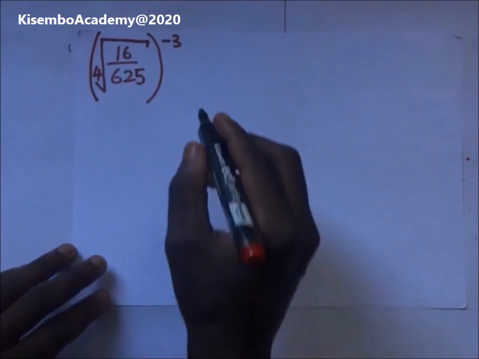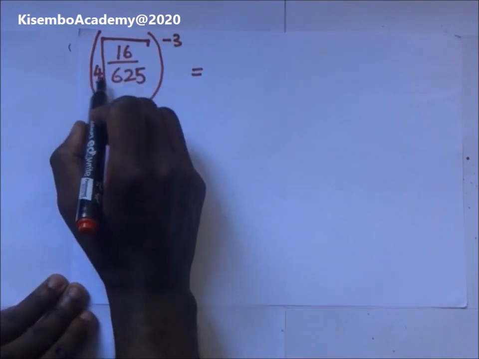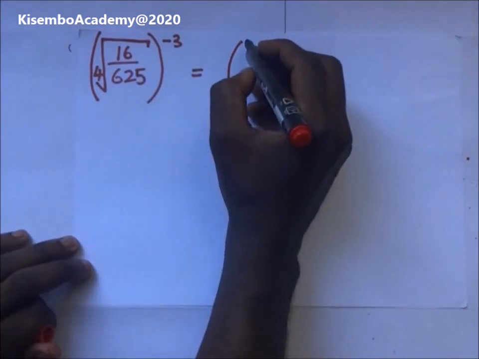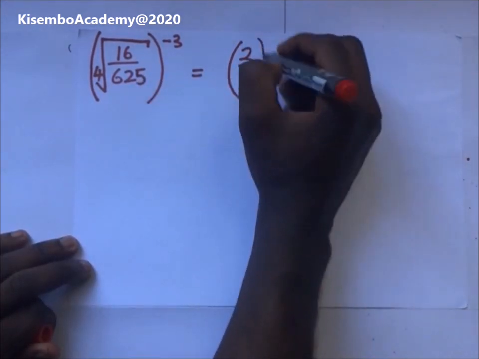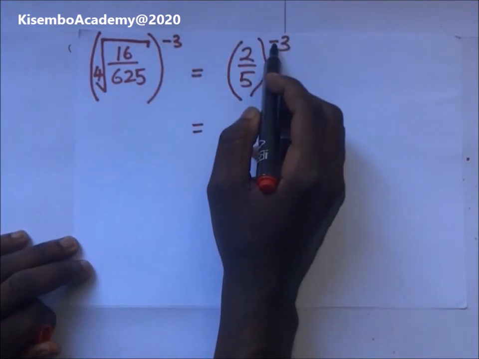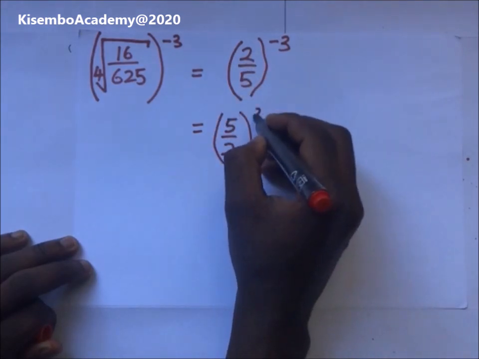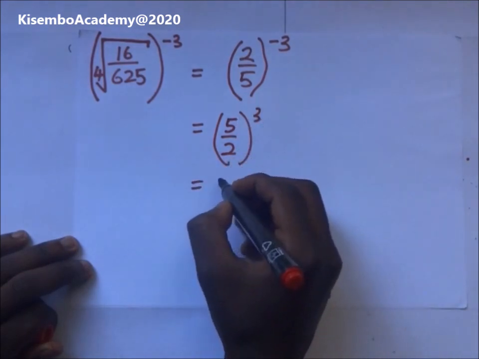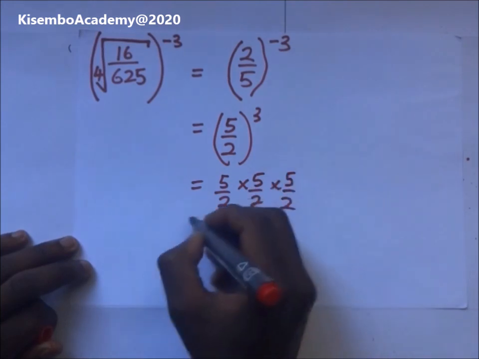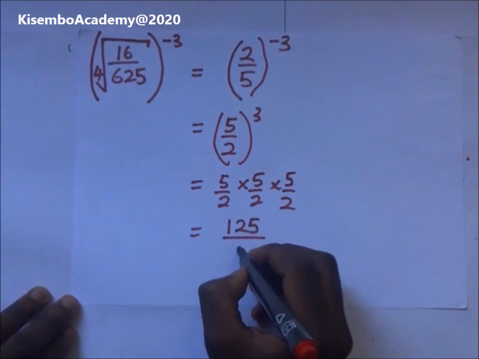Now, of course, solving this kind of number, this is equivalent to, we are supposed to first find the fourth root of 16 and the fourth root of 625. So this is going to become the fourth root of 16, 2 over 5, and this is going to be to the power negative 3. So this is the same as, to remove that negative, you get the reciprocal of that number. So it's going to be 5 over 2, all this is to the power 3. And our answer is going to become 5 over 2 times 5 over 2 times 5 over 2. You end up with 125 over 8.